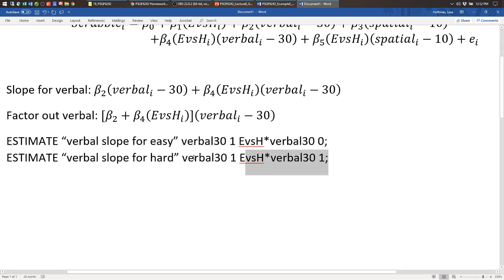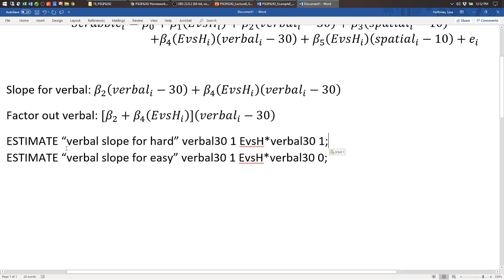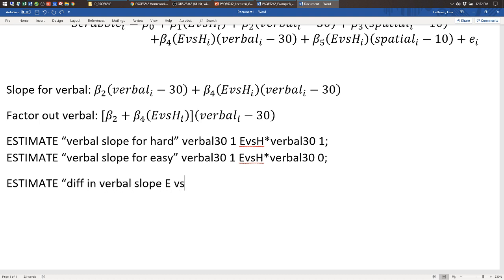So I always do it easy versus hard. This is the direction that the subtraction would go, so I'm going to move these for you. So estimate diff in verbal slope, E versus H. Okay, 1 minus 1 is? 0. Okay, that's gone. 1 minus 0 is? -1. 1 minus 0 is? I was like, wait a minute, why am I wrong? Because I'm very wrong. Oh, gosh.